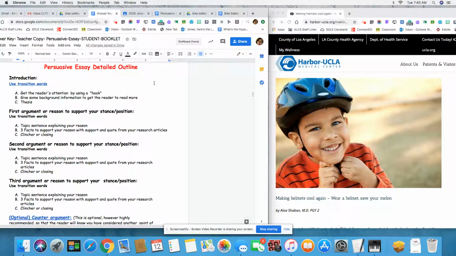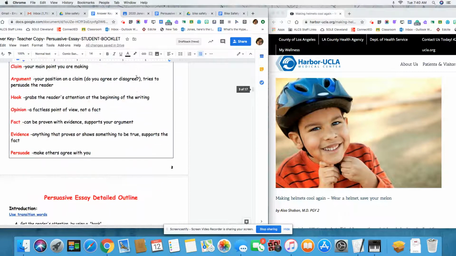Hey, boys and girls, today it is time for us to do the next part of our persuasive essays, which is going to be writing our first reason and then finding 3 facts to support that reason, and then finally writing a concluding sentence. So let's look at our persuasive essay detailed outline.